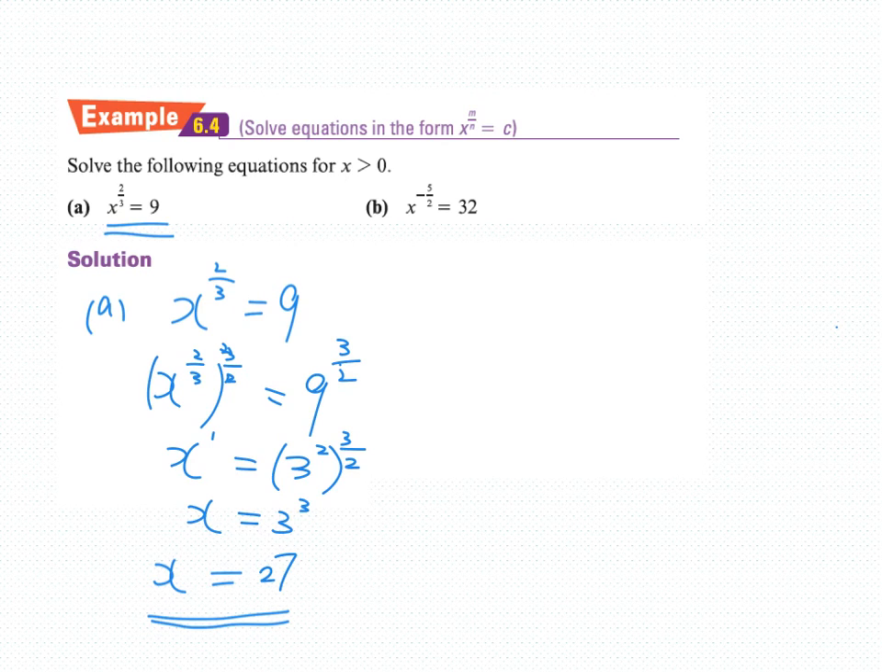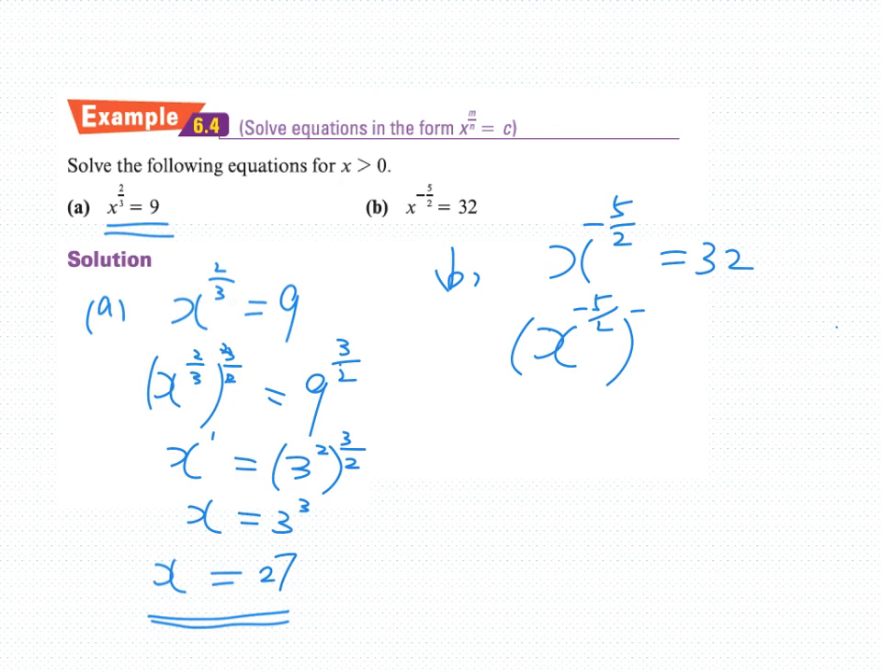Okay, one more. B, x to the power negative 5 over 2 equals 32. For both sides, we need to times the index, a number. I'll choose negative 2 over 5, because the final answer must be x to the power 1. So I need to cancel the 5 and 2. And also it's a positive 1 in the final, so must be times the negative index to both sides.